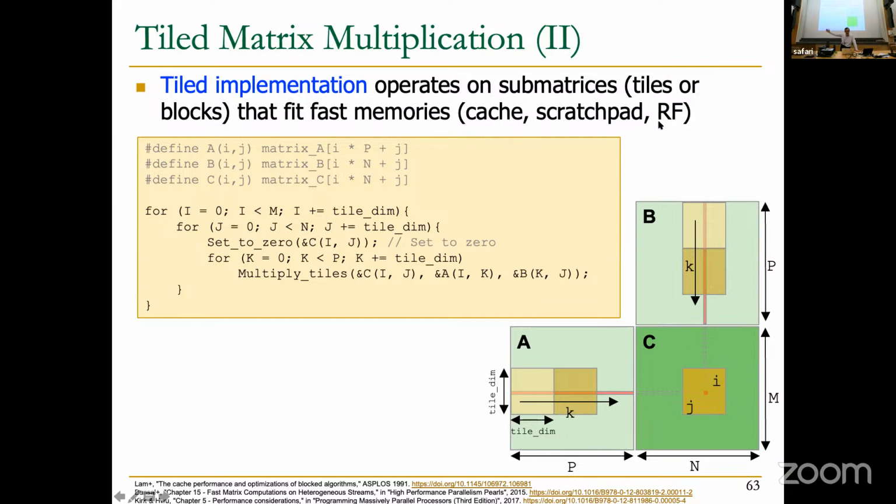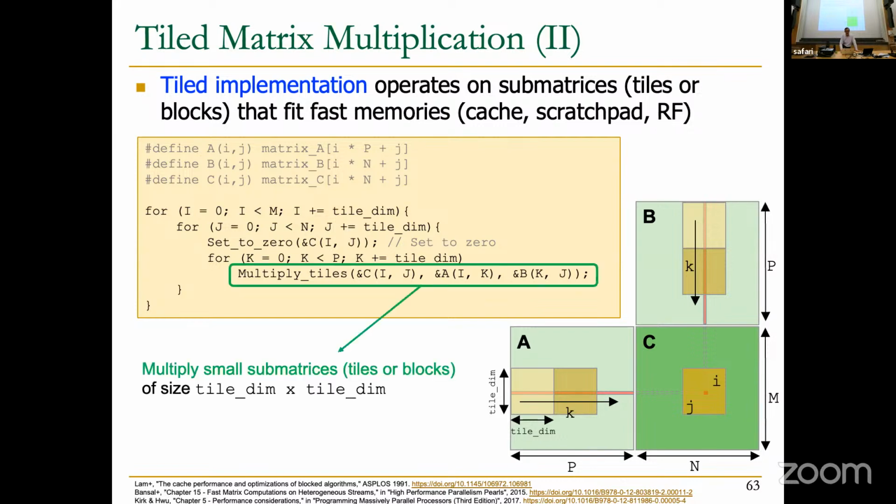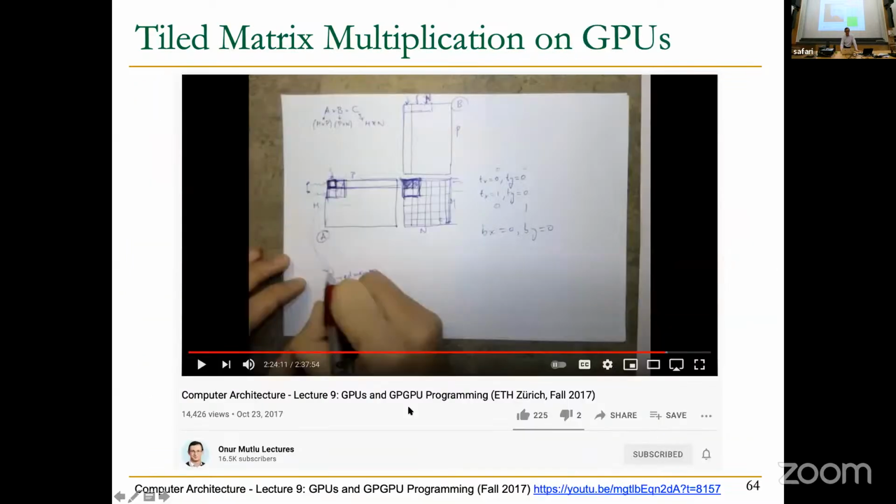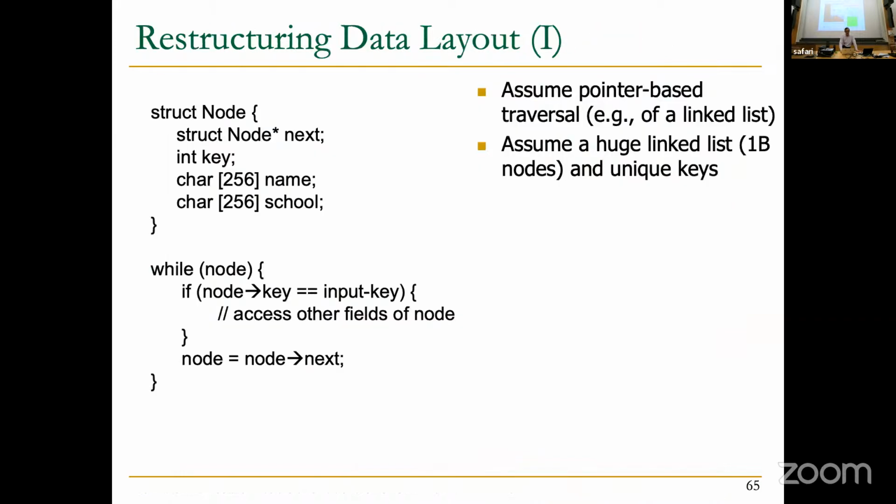You can optimize for different levels in the hierarchy also. Okay, so that's basically what you do. You multiply small sub-matrices over here. Okay, if you want to know more, there are actually lectures that cover this in more detail, but we don't have time. Now, let me give you another example.